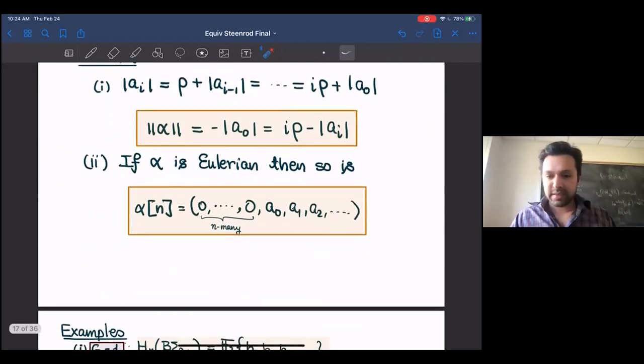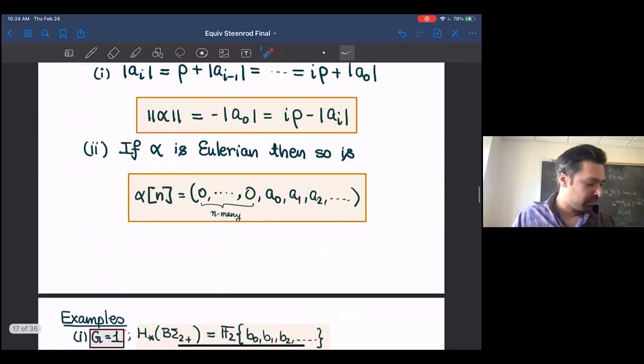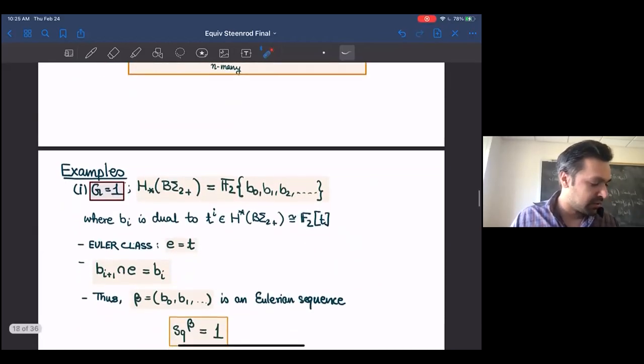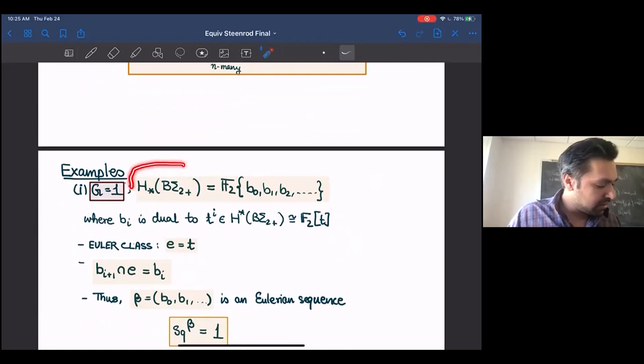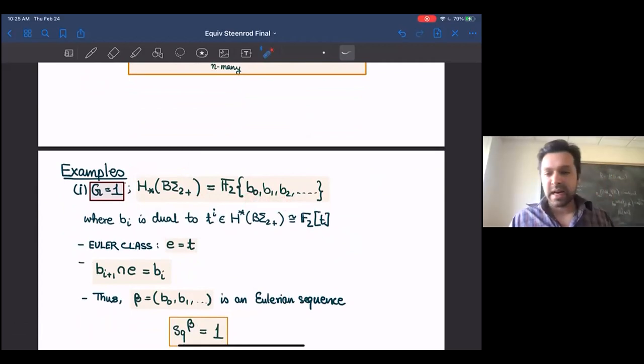So before I describe how to construct all of these things, I want to give you a feel for how it connects to the known example. So I'm going to go back to the classical case, which is G equal to one. So I have to look at the homology of B sigma 2 in this case, or BG sigma 2, where G is the identity. And this homology is very well known. It is generated as an F2 vector space by infinitely many elements denoted by B0, B1, B2, where Bi is in degree i.